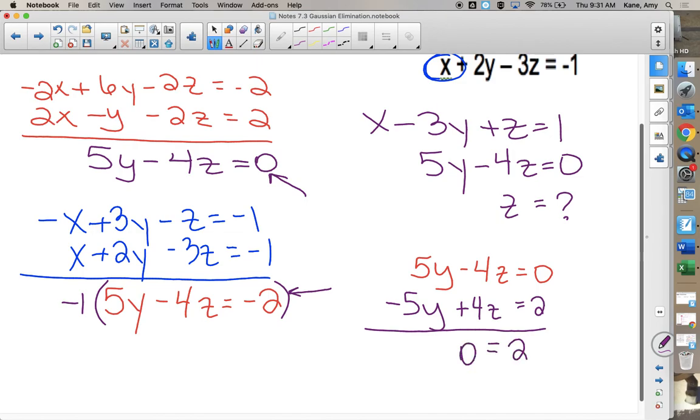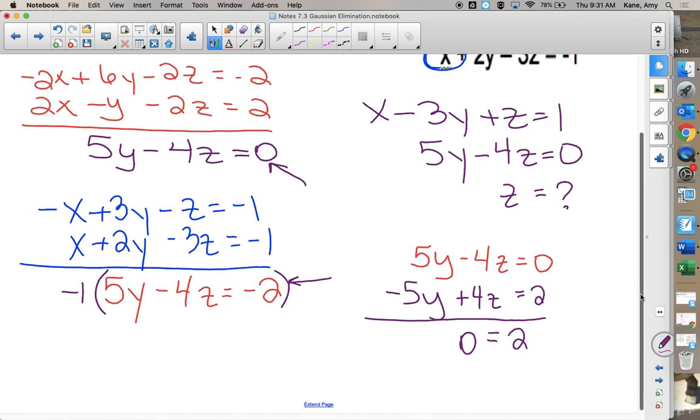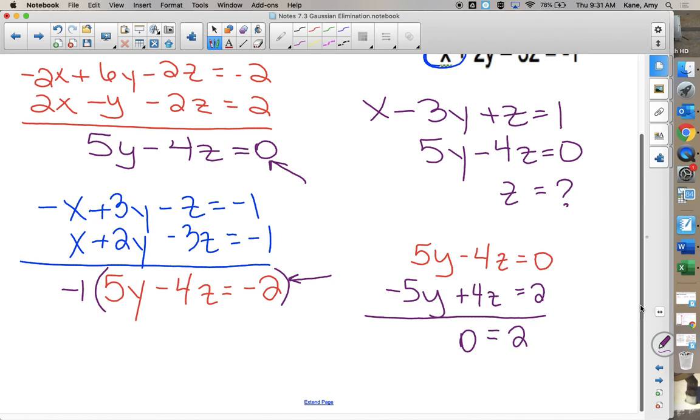0 equals 2. What the heck does that mean? No solution. So I can't find a z because there is no solution to the problem. Are you kidding me? What types of lines usually have no solutions?